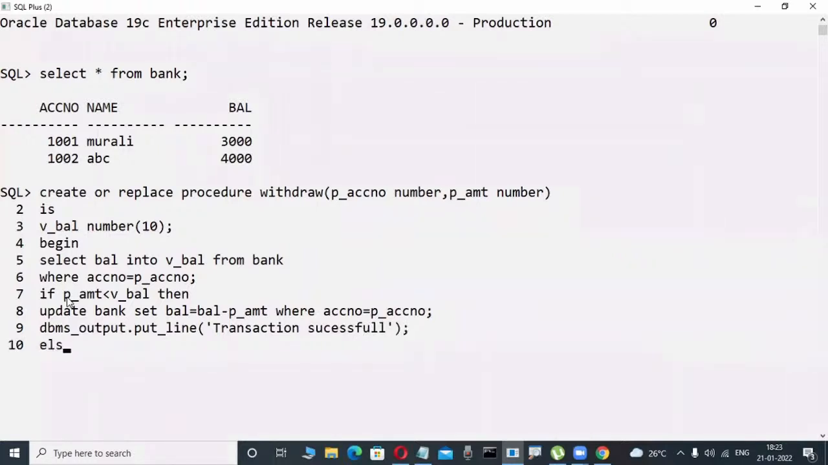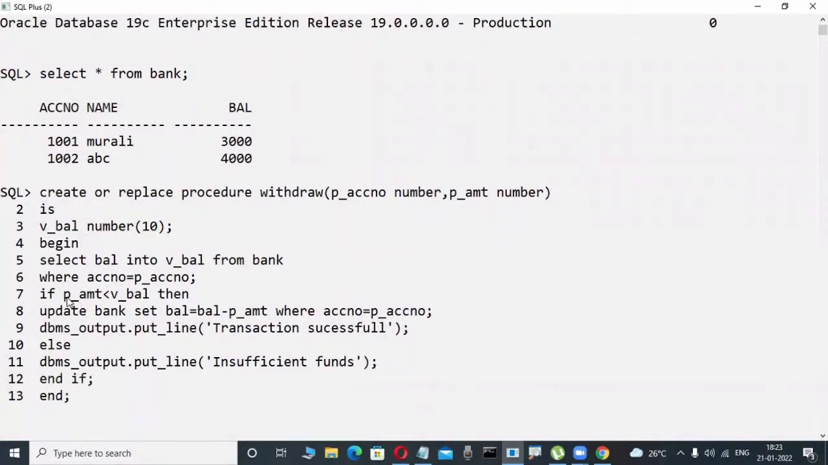Else, simple coding, some coding is there. And now check it out here. Else, insufficient funds. Okay, some coding is there. This is not a difficult coding, take it easy.